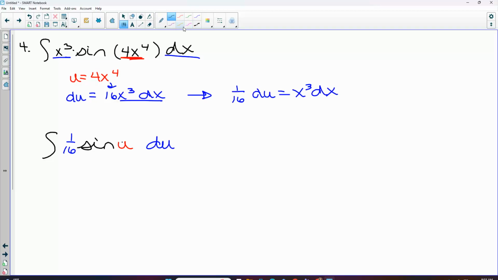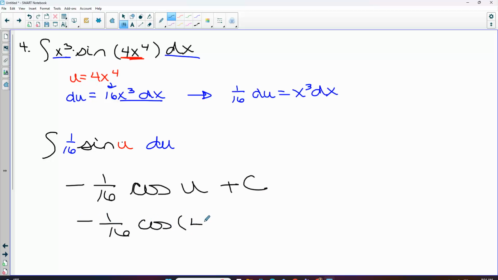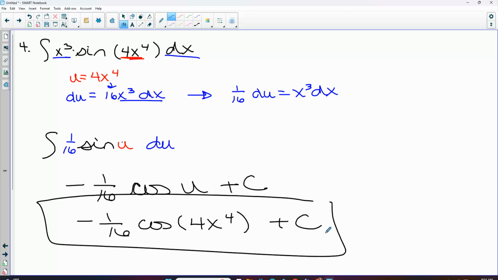Is everyone with me there? This is something we can do the antiderivative of. What has a derivative of sine? And the 1 over 16 just stays since it's a coefficient. Since we don't have limits, we get a plus c. So it's a negative 1 over 16 cosine. Replace your u, that's 4x to the 4th plus c. And how can you check yourself on any of these questions? Do the derivative, yeah.